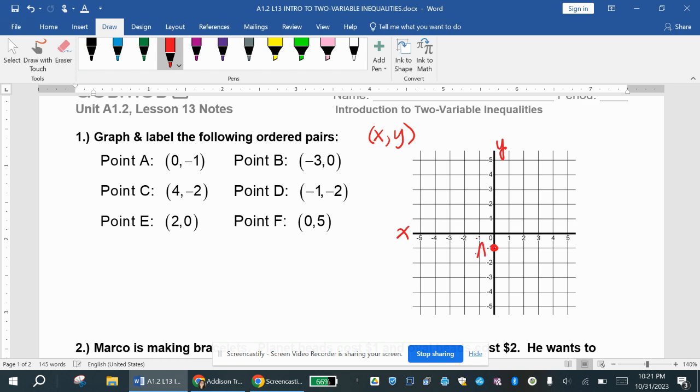So that's point A. For point B, I'm going to go 3 to the left on the x-axis, and since y is 0, I'm going to stay put. That's B. C is 4 to the right and down 2, since the 4 is positive for the x and the y is negative. And then I'm going to continue and plot the rest.